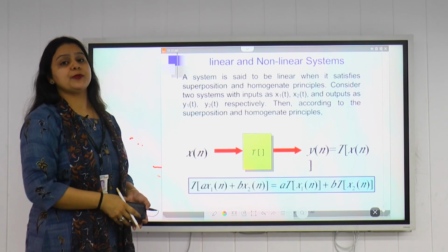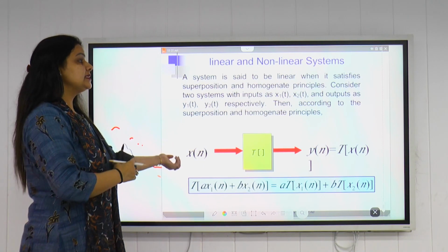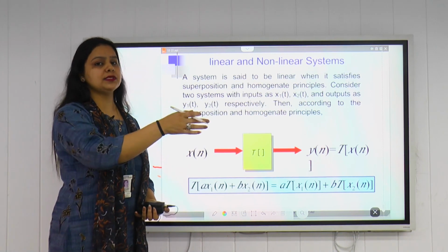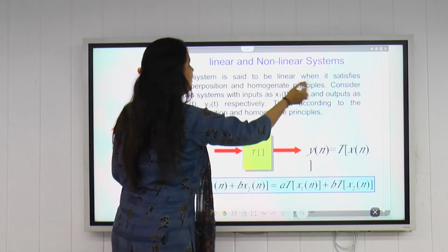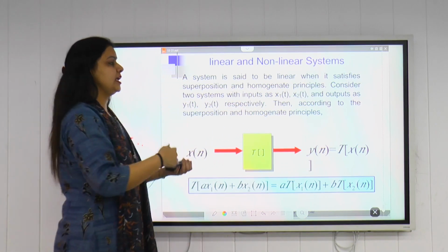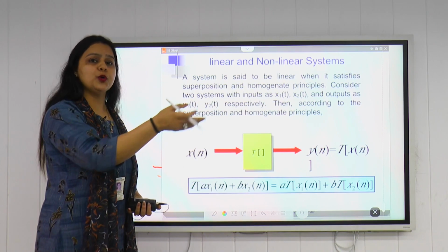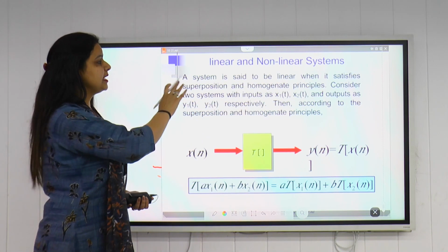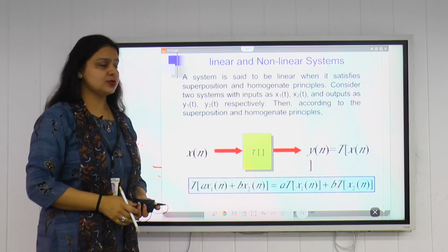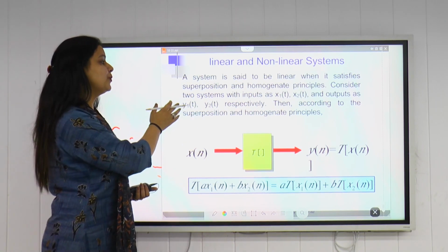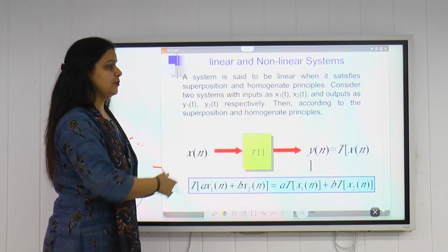A very important aspect of the linear system: any system is said to be linear if it follows the superposition principle and the homogeneity principle. Like if we are changing the input, the output also gets changed. So linearity should be there in the system. Any system is said to be linear if it satisfies the superposition principle and homogeneity principle.